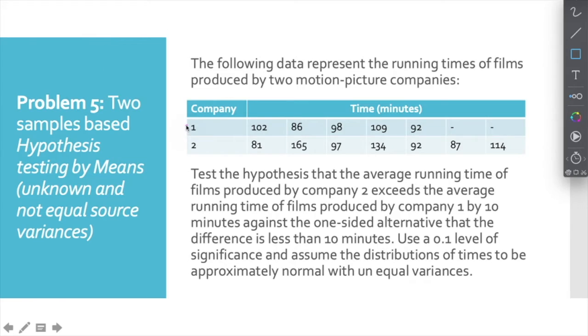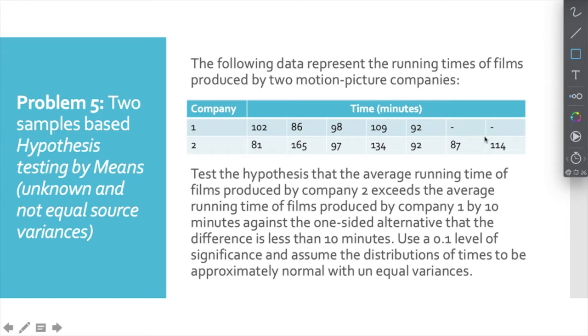Now in this problem, I will read out the problem for you. The following data represents the running time of the films produced by two motion picture companies. One company shows five values in the data set. Another company shows seven values in the data.